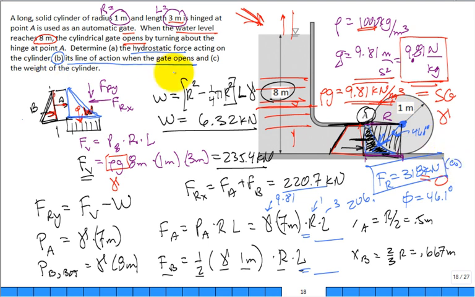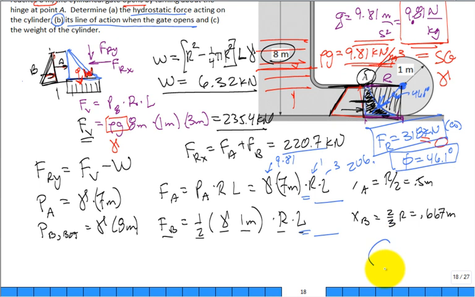Its line of action when the gate opens is characterized by this angle. And the weight of the cylinder. Well, what about the weight of the cylinder? Let's do this. If I do now a free body diagram of the cylinder right here, I have a hinge at A, and I have a resultant force of F of Rx and F of Ry, and the reaction at the support at the floor is equal to zero when it starts to lift off, true? And then I have the weight acting down, W. This hinge, can it exert any force?